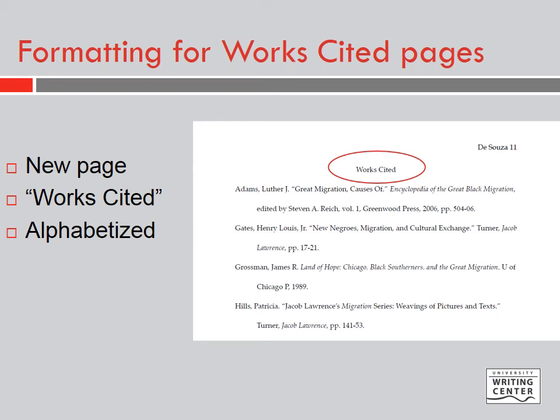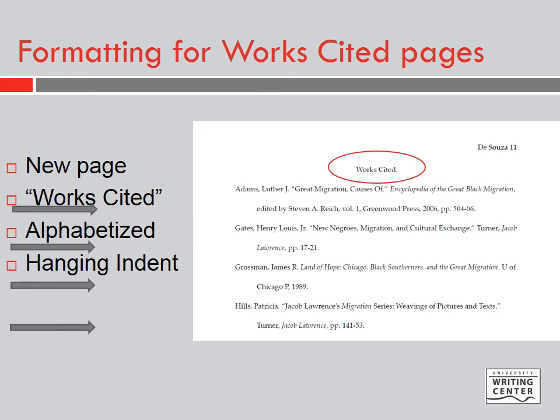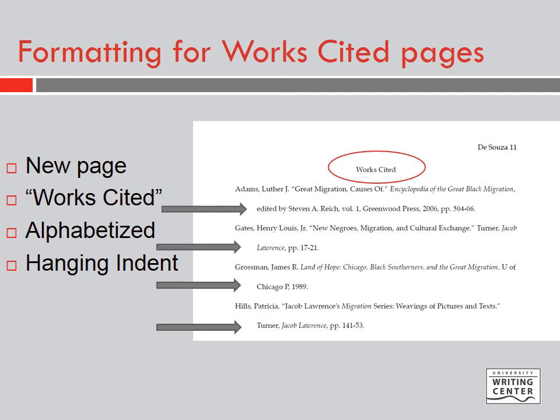Citations need to be placed in alphabetical order, using the first letter that appears in each citation. Finally, it is common for a citation to use more than one line. When this happens, the second line and all that follow should be indented a half inch. This is called a hanging indent. Check out our MLA Works Cited video for more information about how to create individual Works Cited entries.